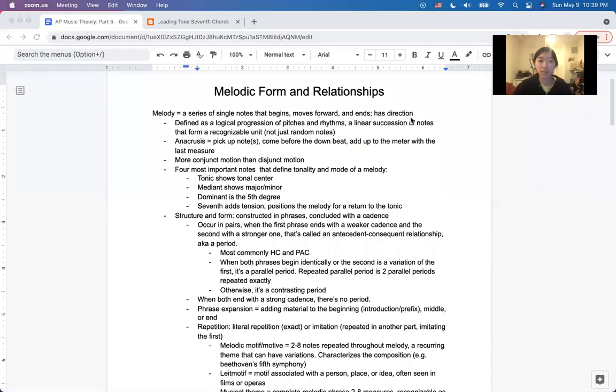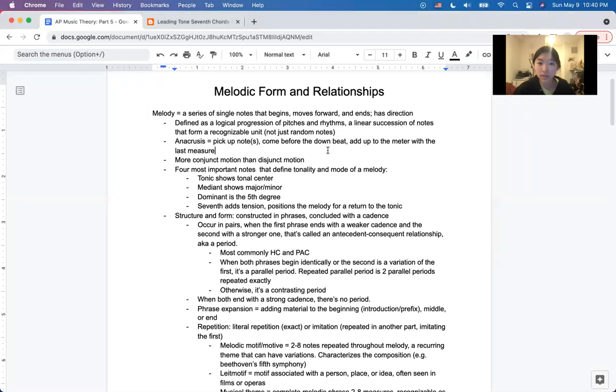So first of all, a melody is a series of single notes that begins, moves forward, and ends. It has direction. It's also defined as a logical progression of pitches and rhythms, a linear succession of notes that form a recognizable unit, and not just a bunch of random notes. Keep in mind that by has direction, it means that it has tension, it has resolution, it has progression.